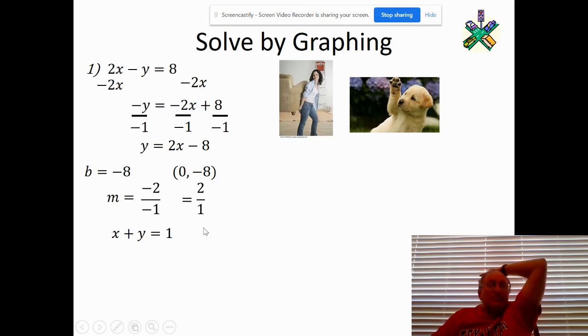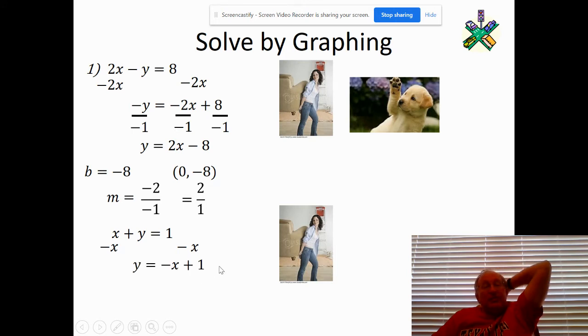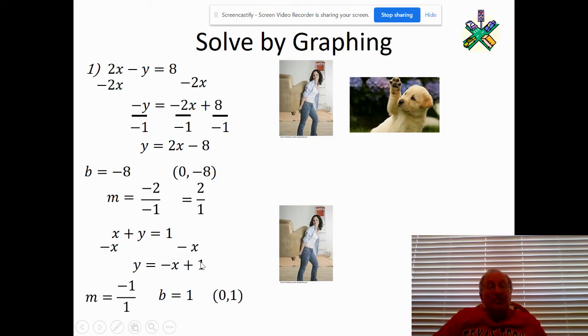So I'm going to look at my second problem, because that's one equation. I'm going to first move the x, so I'm just going to minus an x from each side. And what's nice about this one is it's already got a y by itself. So I know my y-intercept is at 1, and my slope is negative 1 over 1. So that's like negative 1. You can always put it over 1 when it's just one number.